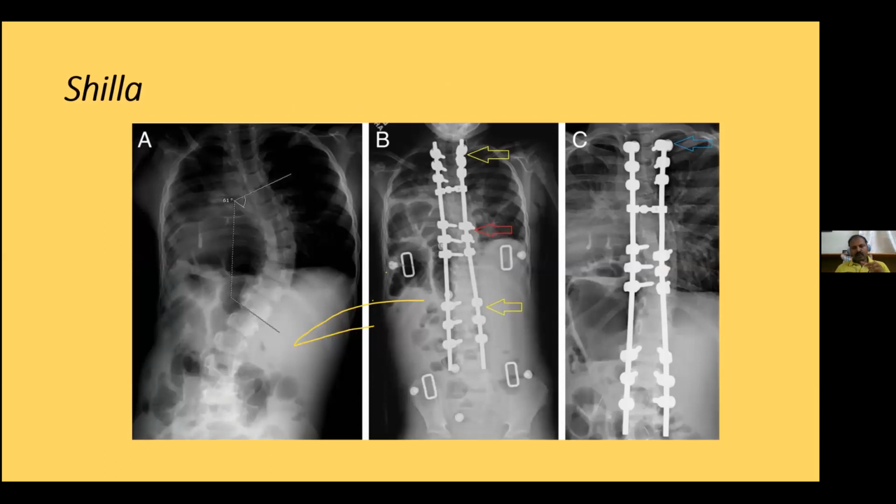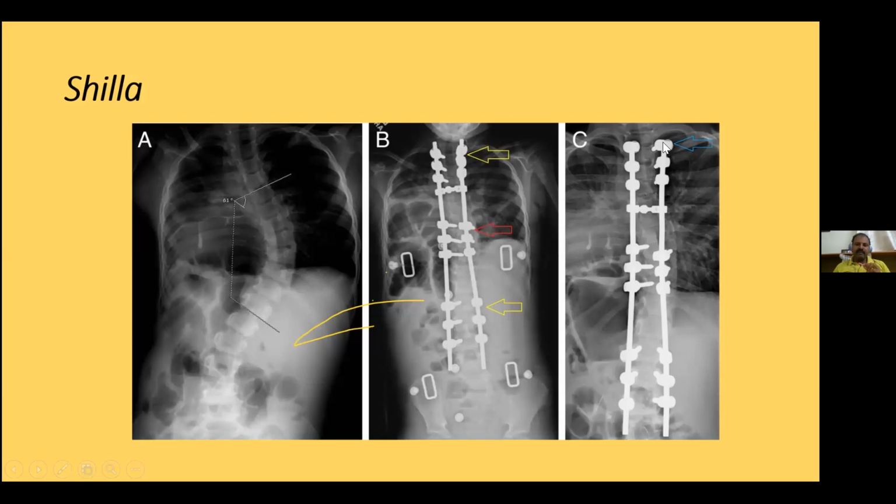So we'll go to the Shilla technique. As I said, here what happens is you fuse the apex. So you instrument the top, bottom, and the apex. The apex is fused, the red arrow here, and here it is not fused, it's just left alone. The rod goes into the tulip, you put the locking nut, and then you don't tighten it, it just has to slide.